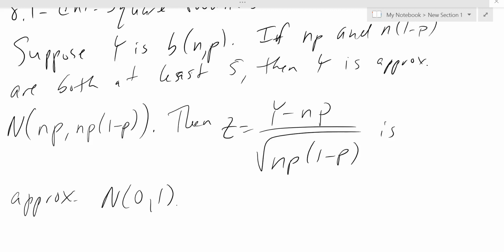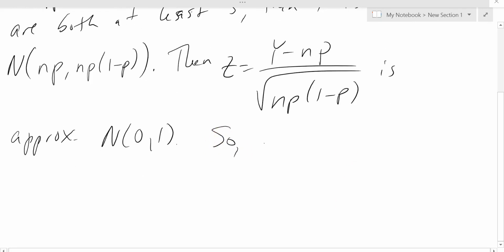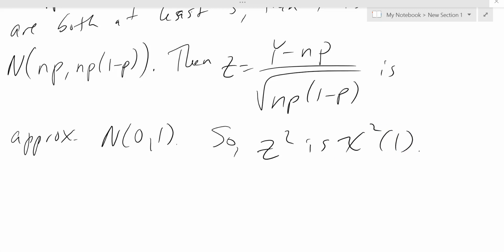All right. So this is approximately normal. Now notice that the title of this section is chi-squared goodness of fit tests, right? So at some point we needed to introduce a chi-squared variable. How do we get a chi-squared variable from a standard normal? Square it, right? So this z squared is chi-square of 1, right? Yeah, I should say approximately.